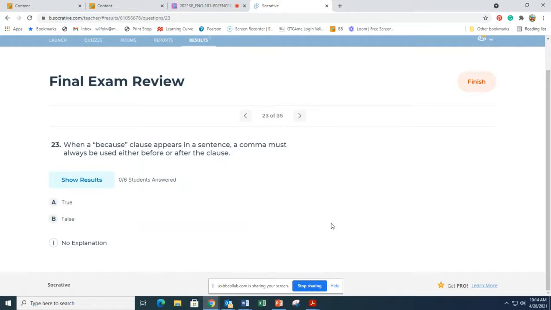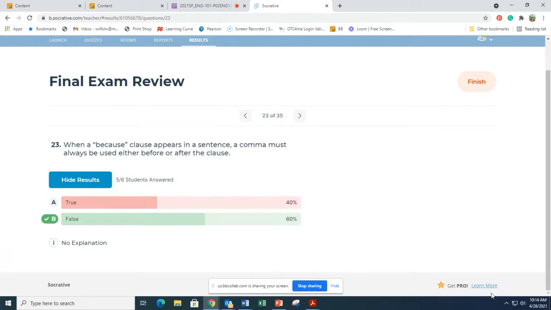All right. For those of you who didn't like that sentence that started with "because" way back, let's revisit that. When a because clause appears in a sentence, a comma must always be used, either before or after the clause. True or false? Basically, anytime we use because, there's always got to be a comma. Is that true or false? Okay, it is not true. It's sometimes true, but it's not always true.